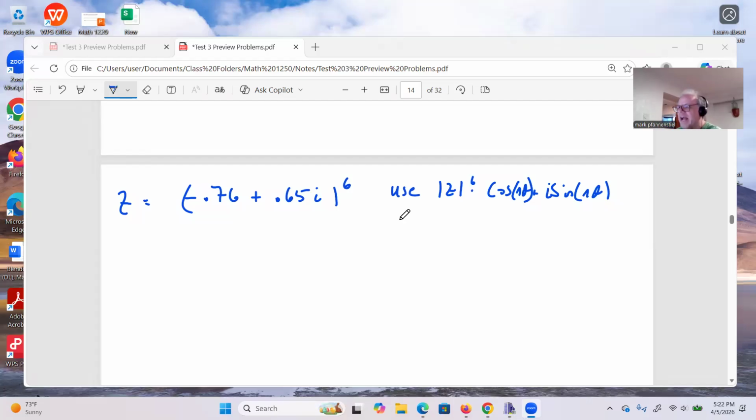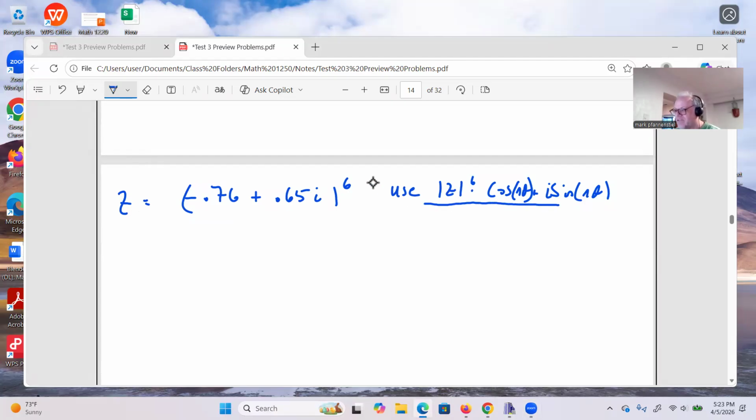All right, welcome back to pre-calculus. So we have a de Moivre problem. We have a complex number, z is equal to (negative 0.76 plus 0.65i) raised to the sixth power. Use de Moivre's law.